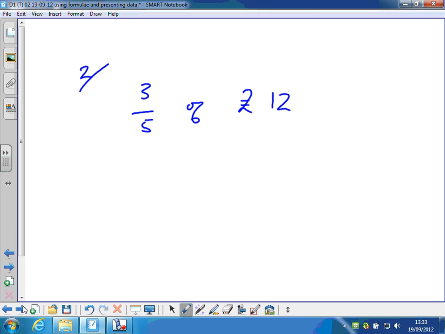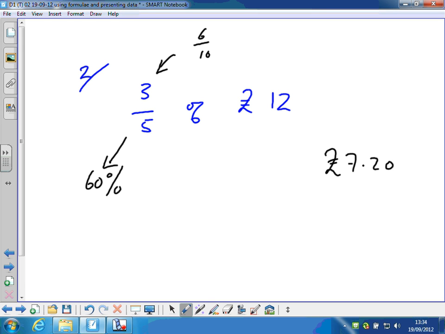Number 2, 3/5 of 12 pounds. Anyone? £7.20, did you say? And how did you work it out? Right, 3/5 is 60%. So divide by 10, divide that by 10 to get 10%, and then times by 6. Another way to think of it, 60%, but also, of course, 3/5 is 6/10. Same thing, really. So divide by 10 times by 6. It's probably as good a way as any to do it.